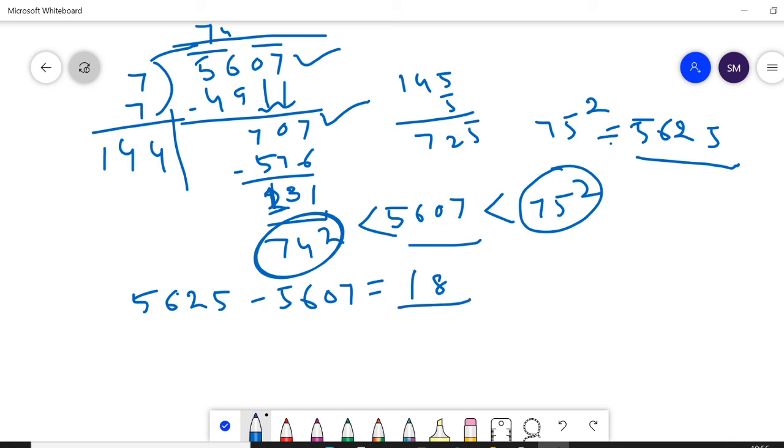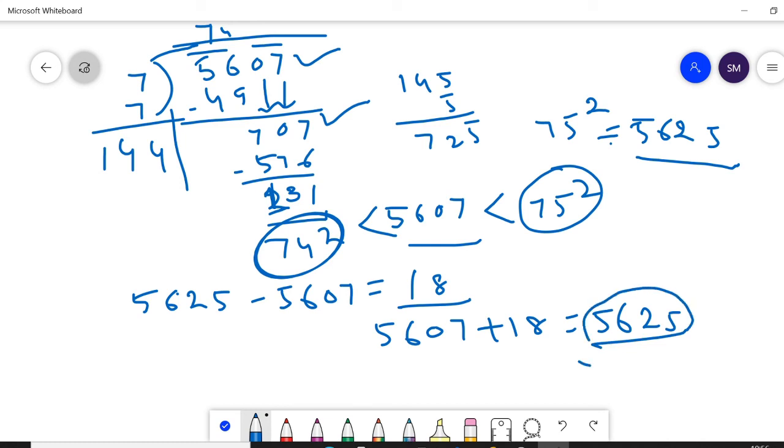If 18 is added to 5607, then we get 5625, which is a perfect square and whose square root is 75. Then what least number should be added? 18 should be added to 5607 to make it a perfect square whose square root is 75.